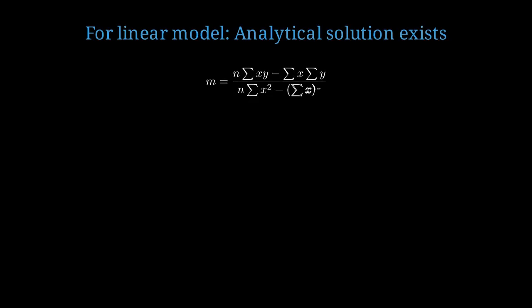The slope m is calculated using this formula. It involves sums of your x and y values and their products. The y-intercept b is the mean of y minus m times the mean of x. Let's apply this to our spring example with real numbers.